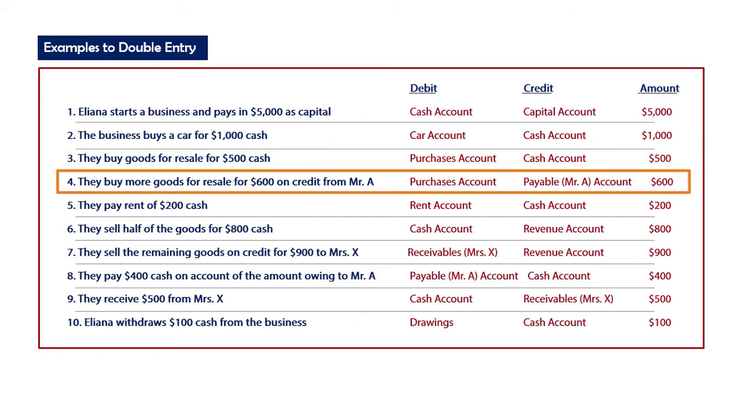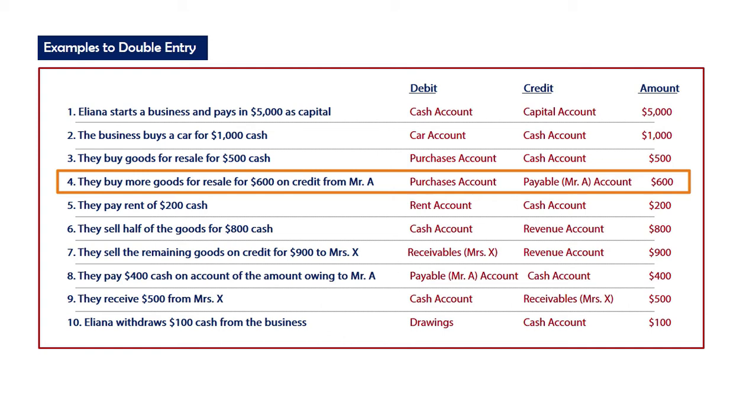Fourth example, they buy more goods for resale for $600 on credit from Mr. A. Now, one thing to note is that once a transaction is done on credit, we have to take note of the creditor's name or the payable's name. The transaction now will be between purchases and the payables account in the name of Mr. A.